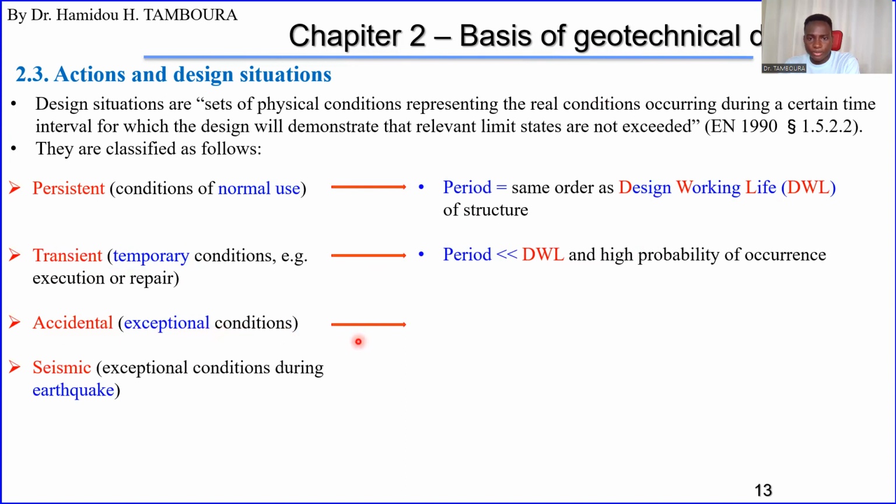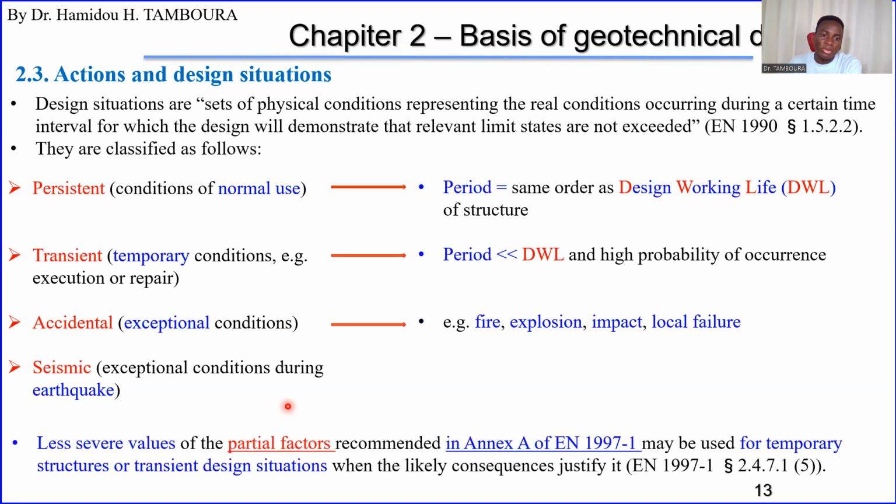Accidental one, we'll give some examples: for example, fire, explosion, impact. Impact means, for example, something comes and hits the structure. And local failure. Okay, seismic one, we don't need to explain. I think everyone got it. It is related to earthquake, during earthquake.